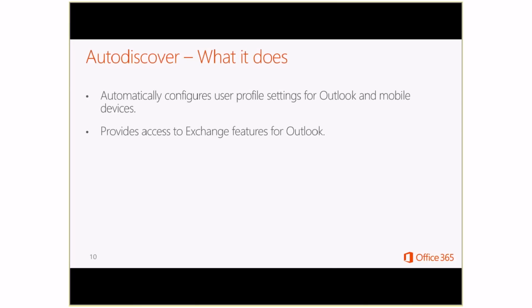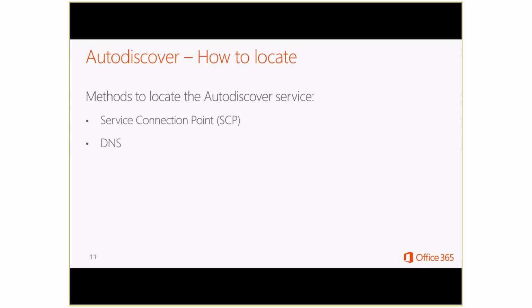To locate Autodiscover, there are 2 methods. The first is via a service connection point. In this, a client performs an LDAP query to locate service connection objects within Active Directory. This has 2 requirements: first, the client needs to be connected to a corporate network, and second, Exchange is installed in that Active Directory. Since in our scenario we don't have Exchange local, we're not going to focus at all today on the service connection point. We're simply going to look at the second method, which is DNS.